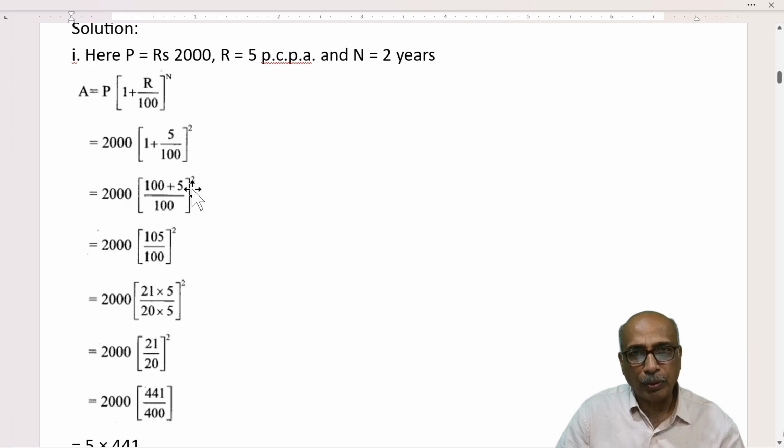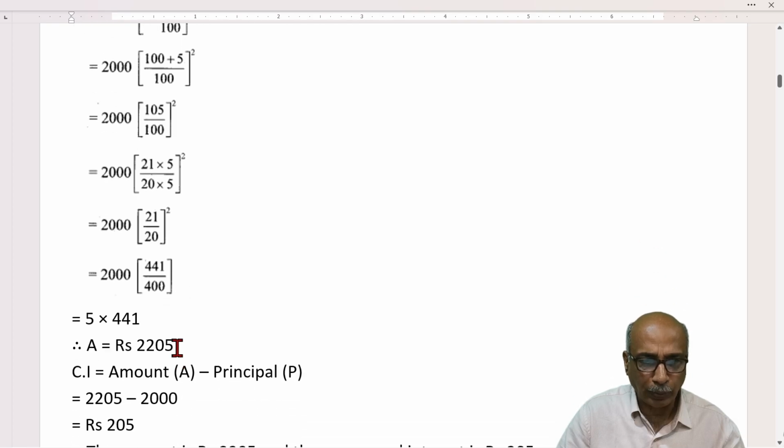You know the BODMAS rule. First we apply it to the bracket. So 105 upon 100, whole square. Here this bracket is simplified as 21 into 5 upon 20 into 5. So 5 will get cancelled. What is left is 21 upon 20 raised to power 2. Simplify the bracket again. 21 square is 441, 20 square is 400. So 2000 into 441 upon 400.